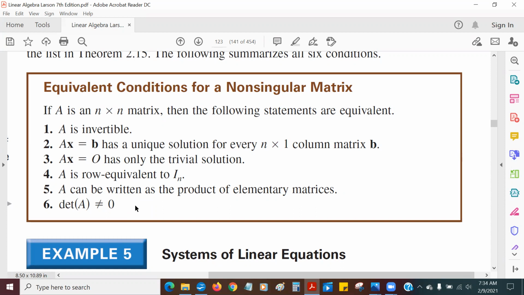Now let's look at systems of linear equations, because that's obviously a big topic in linear algebra, and we're going to use this. But I want to look at number.